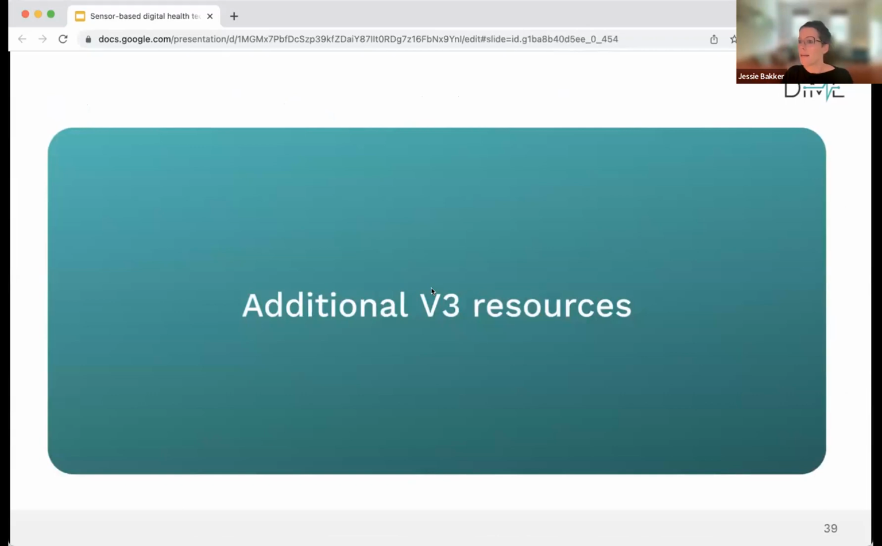All right, I think I'm getting right to the end of my talk here, so I'm right on time. I will just point you towards some additional V3 resources, which might be helpful in your own work if you are considering using digital data collection tools in your studies and trials.